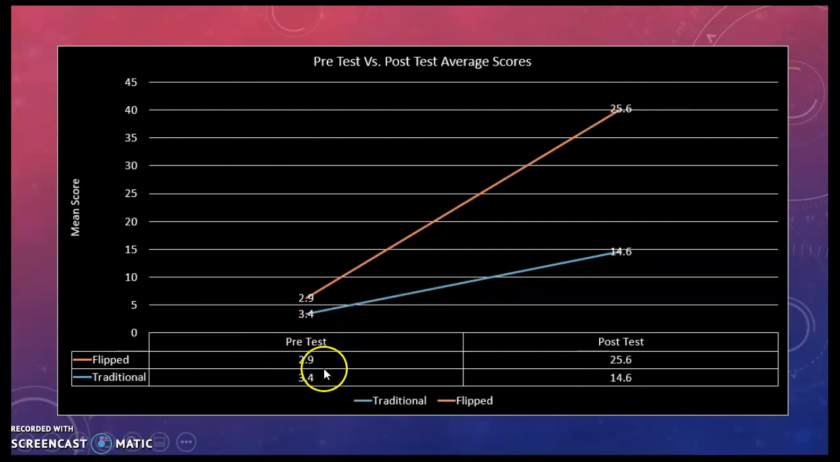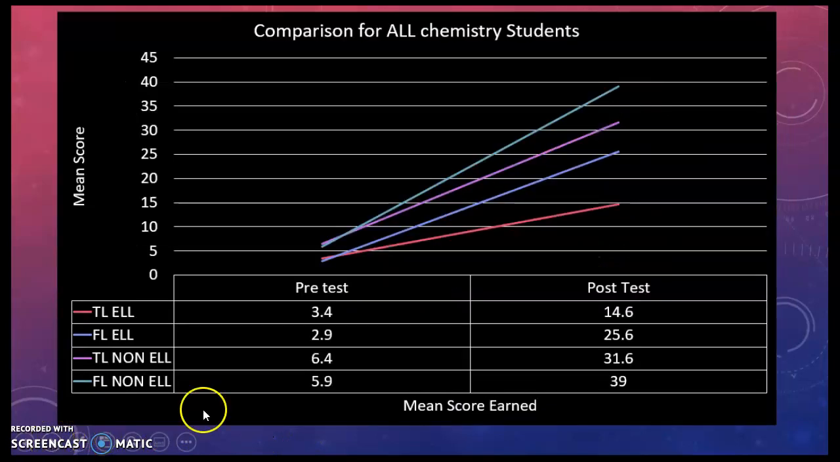So here we have the mean score. A 2.9 mean score for the flipped guys, the ELLs, and then their post-test mean score is 25.6. And here's the other traditional group. They had better pre-test scores, but they didn't do as well on the end of the unit exam for the traditional lecture. And you can see the graph here. So much better work for the flipped guys.